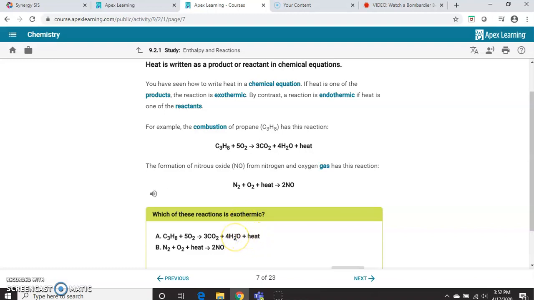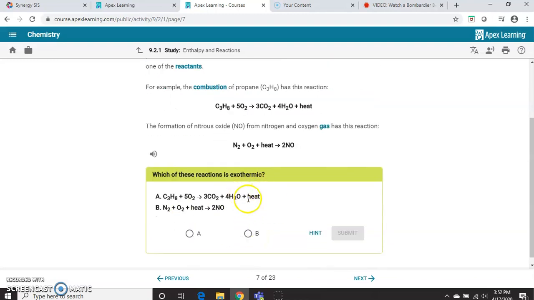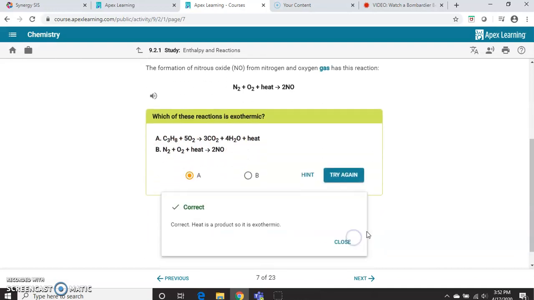Think of these like it's giving off water, it's giving off CO2, it's also giving off heat. So the reaction that's exothermic has it at the end. Heat, when it's at the beginning, this is endothermic. So when the question is asking for exothermic, we're going to pick A. Okay?